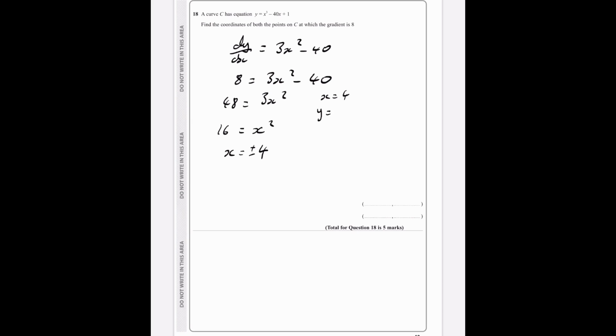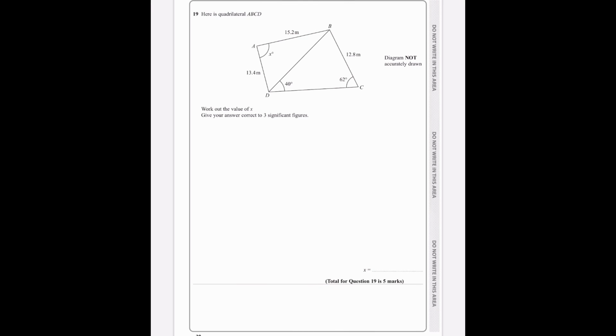When x is 4, we can work out y by plugging 4 back into the original equation. So 4 cubed minus 40 lots of 4 plus 1. That comes out as minus 95. And lastly, we need to do exactly the same for minus 4. Plug minus 4 in. Just be careful with your minuses on that one, and you should get 97 out. And so the coordinates are 4, negative 95, and negative 4, 97. Those are the 2 points we're after.